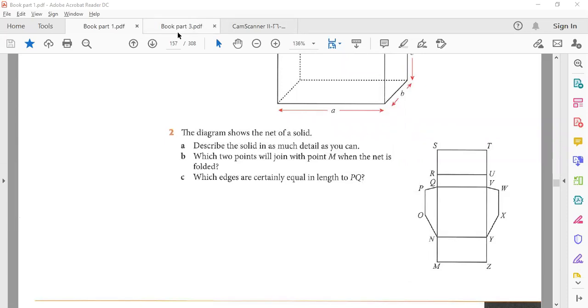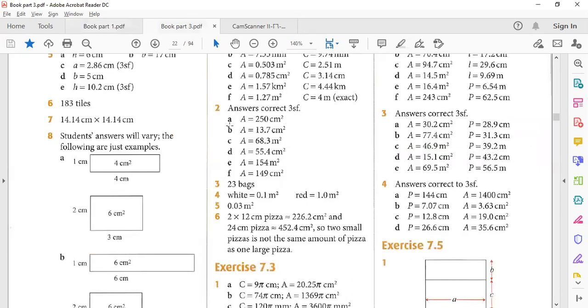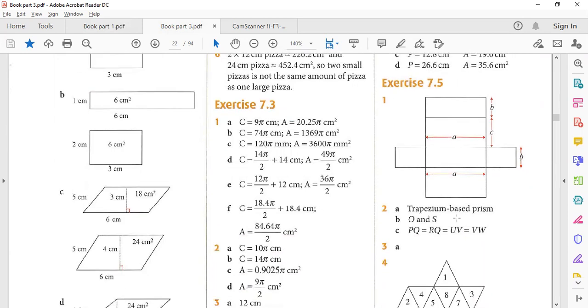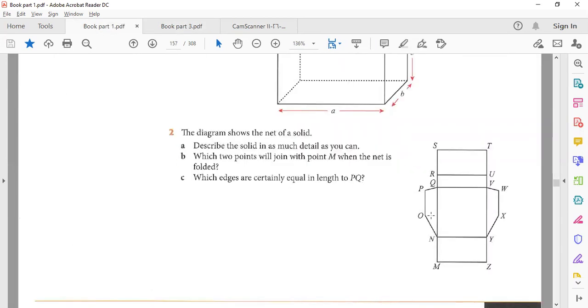Let's check this one. Question number two, 7.5. Now, this one is the first shape of the 7.1 cuboid. Next the shape will be a trapezium, and O and S, that's what I told you. Once you close this, this point touches this one, and this point touches this one also. So they meet at the point M.